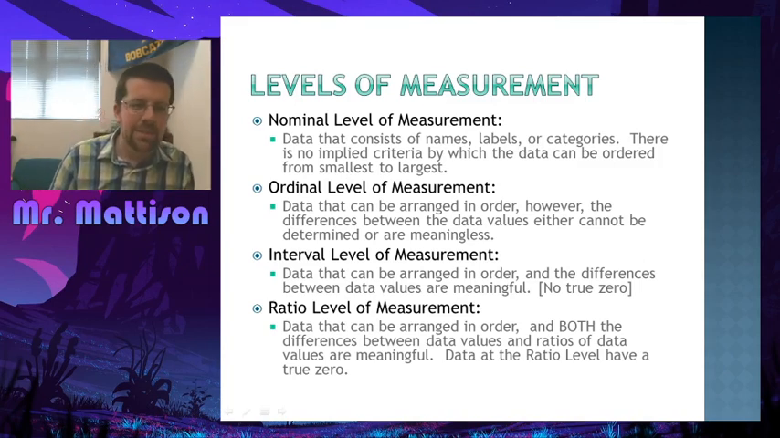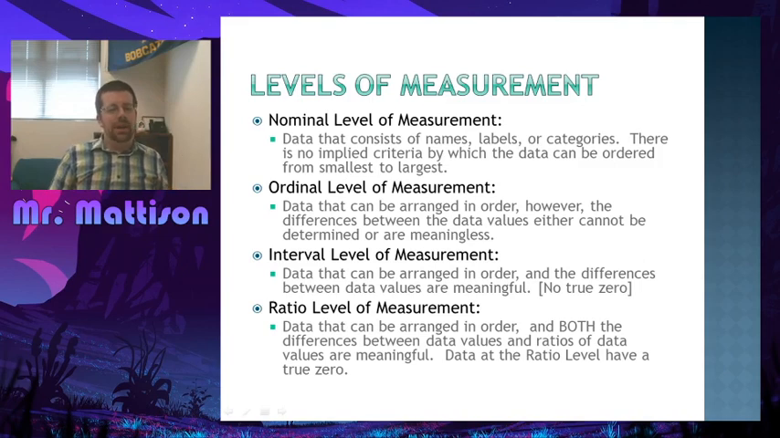Now the next step up is what's called the ordinal level. In this one, we can order it. And there are two caveats there. Either the ordering is meaningless, or there's no distinct difference between the values in that order. By meaningless, this would be things like, think horses in a race, where they give each of those horses a number.